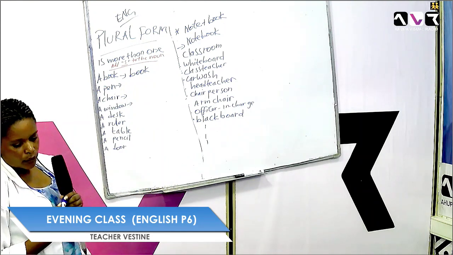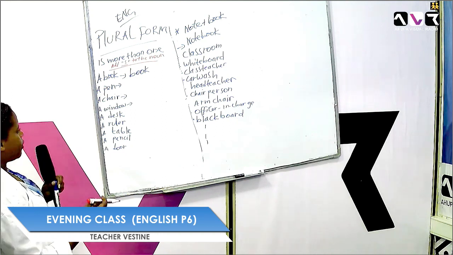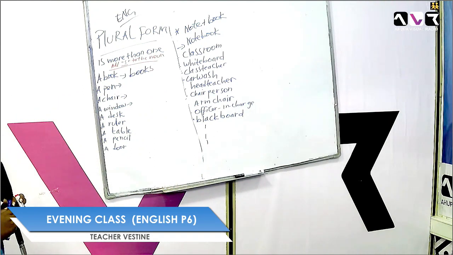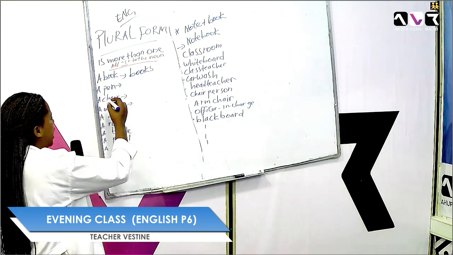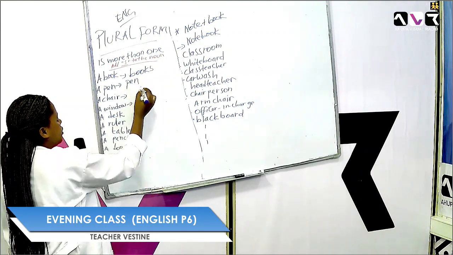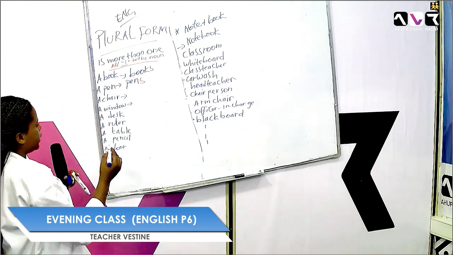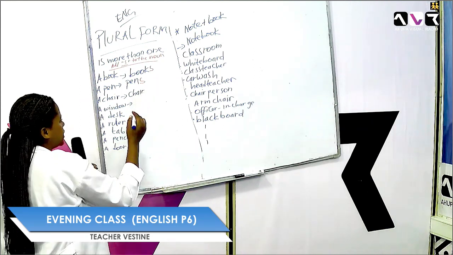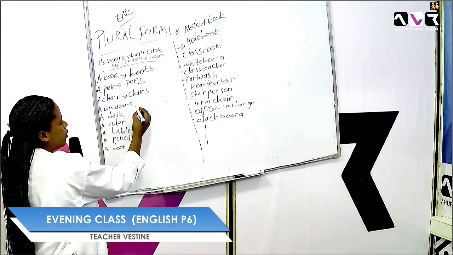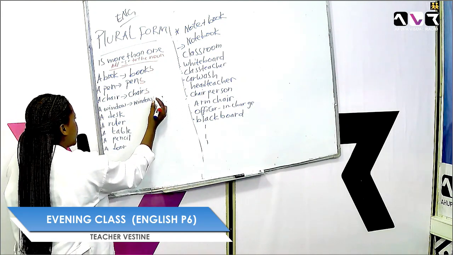We have a book. Then we add S in order to express the plural form, because when you have one book, and then I have many, that is the plural form. When you have one pen, and you have more than one, two, three, four, five, and so on, you say pens. When you have one chair, and then more than one, you say chairs. You add S. When you have one window, and you get more than one, you say windows. You add S in order to express the plural form.